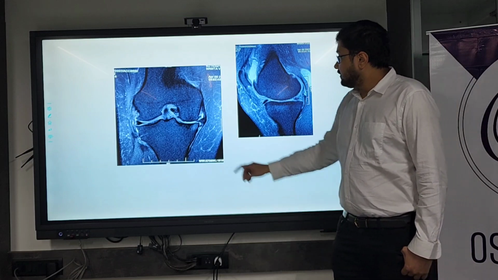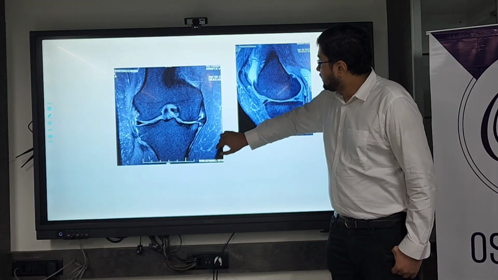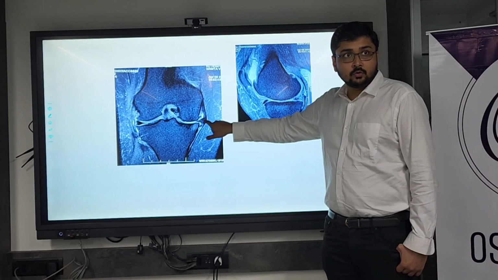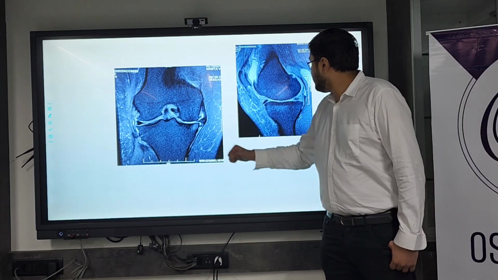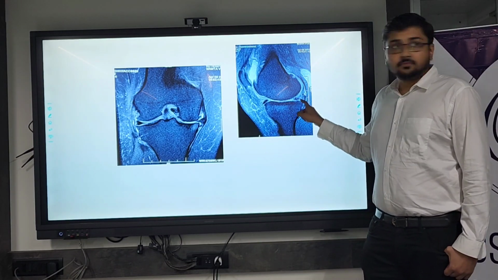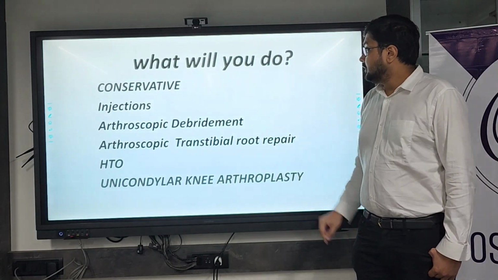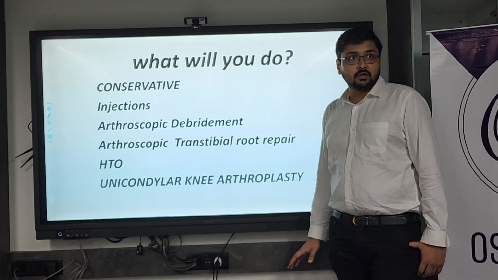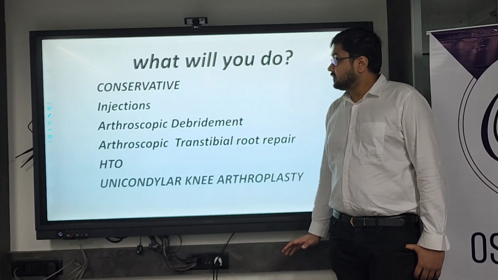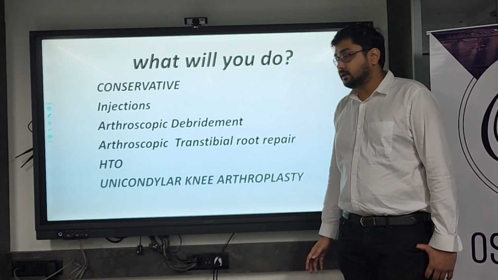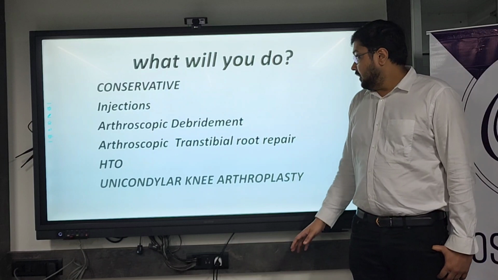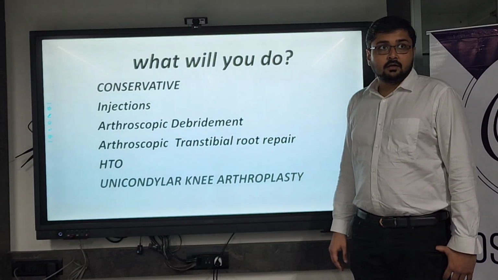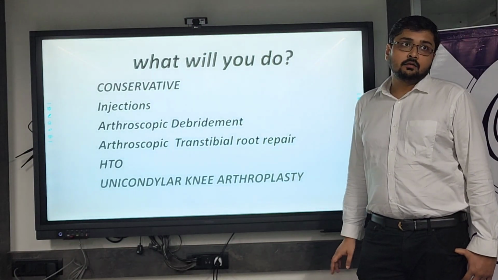So as you can see, the medial root is extruded out more than 3 mm, and there is also a presence of both sides. So what options are present? There is the conservative option, injection, arthroscopic debridement or arthroscopic resection, arthroscopic transtibial root repair, HTO, and unicondylar knee replacement.